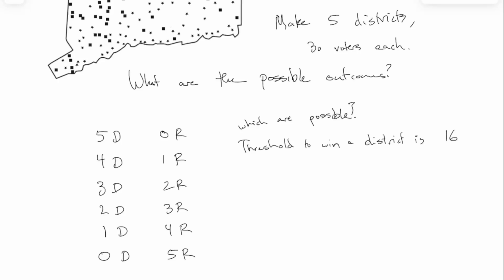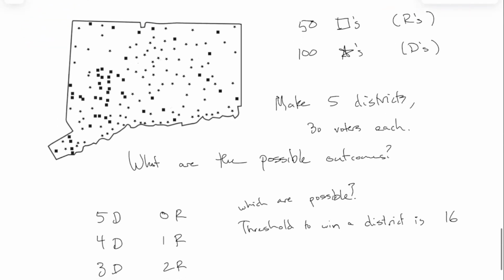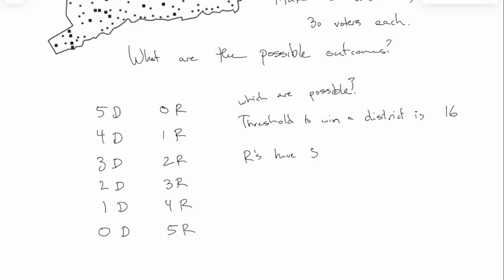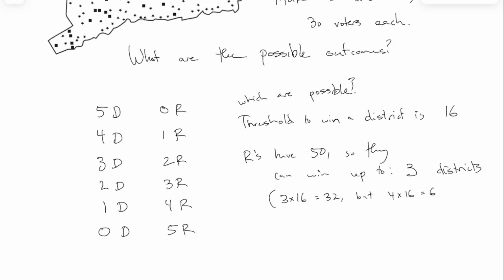In terms of what's possible, you should be thinking about various multiples of 16. I know this is kind of a pain, but let's talk about the boxes, the Rs. The Rs have 50, so you just have to think how many multiples of 16 you can actually get from 50. 1 would be 16. 2 times 16 is 32, so they can win 2. 3 times 16 is 48, so they can win 3, but they cannot win 4, because 4 times 16 is 64, which is too many. They only have 50. So the Rs can win up to 3 districts.